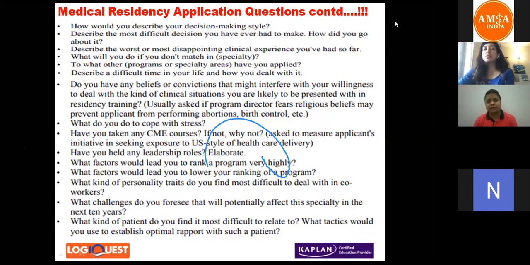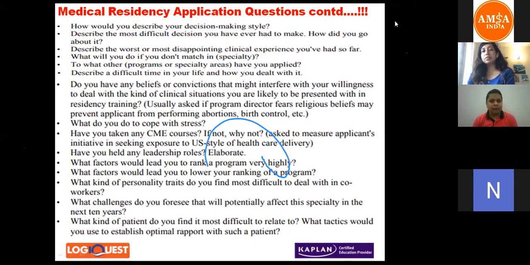What kind of personality traits do you find most difficult to deal with in your co-workers? This is again a challenging question. If your colleague or your junior is throwing attitude at you, how are you going to deal with that? Right? So this is again more of a team building kind of question, or leadership question, I would say. What challenges do you foresee that will potentially affect this specialty in the next 10 years?